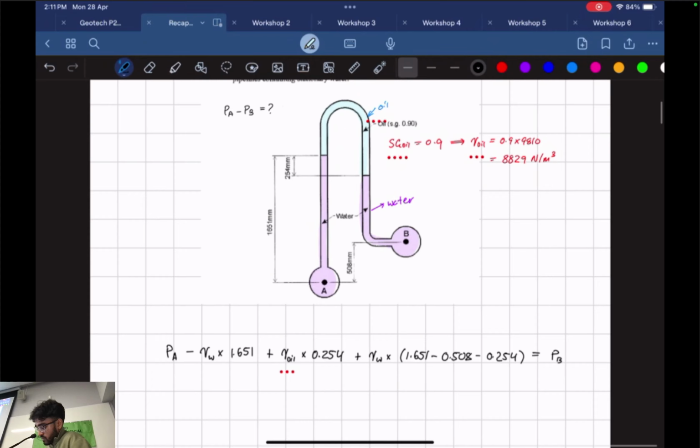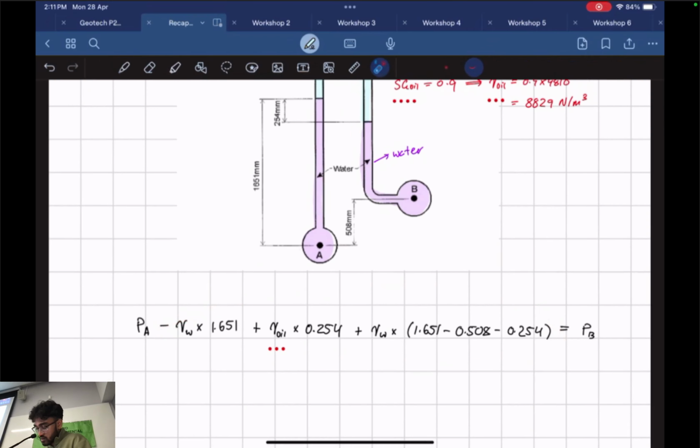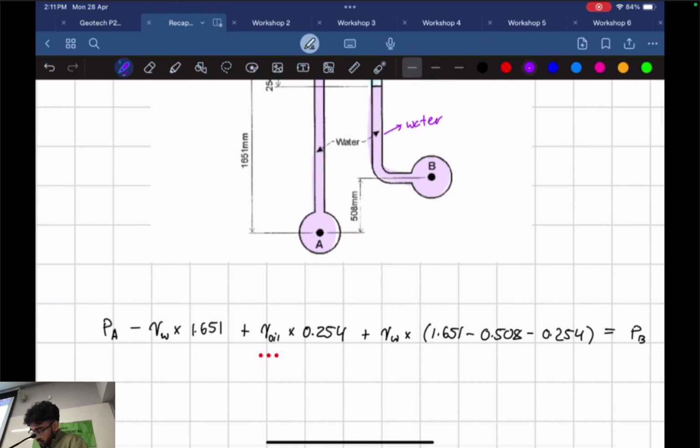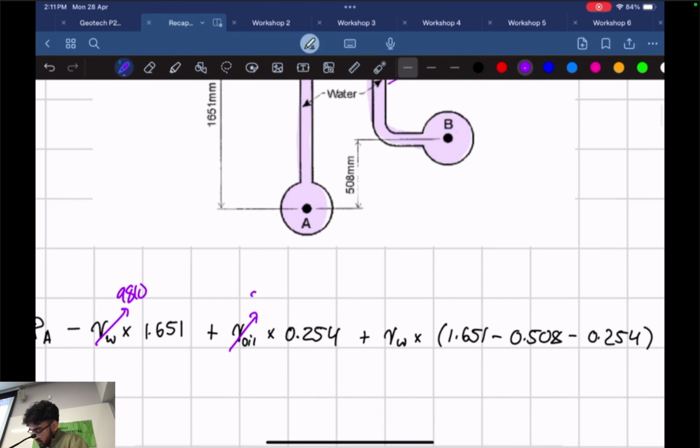So all we have to do is sub in our values and rearrange for PA minus PB. So unit weight of water, 9810, and oil, 8829, and 9810.